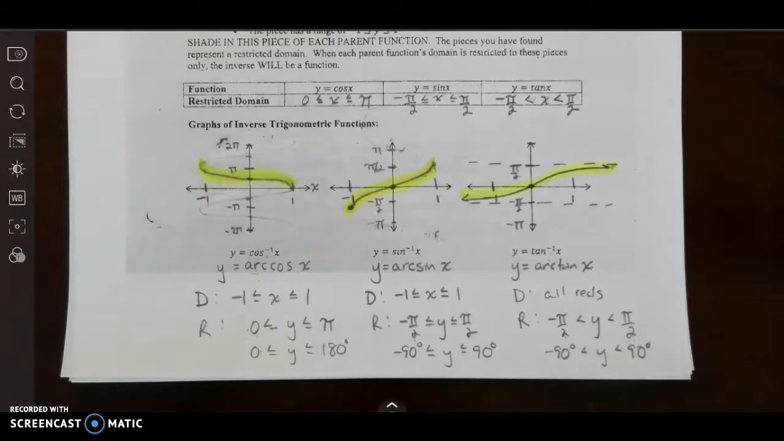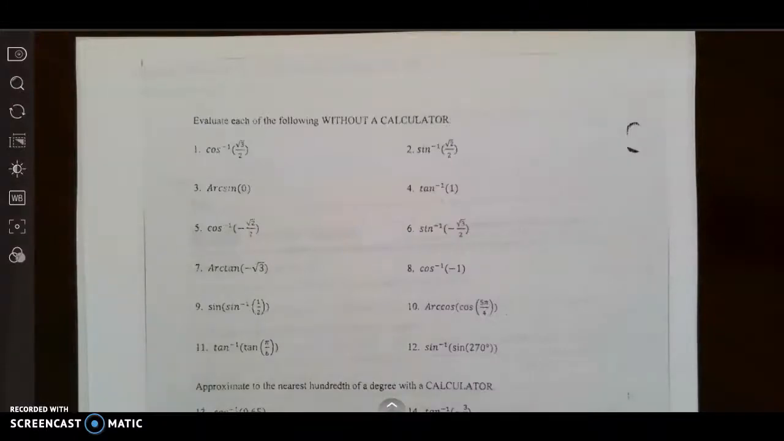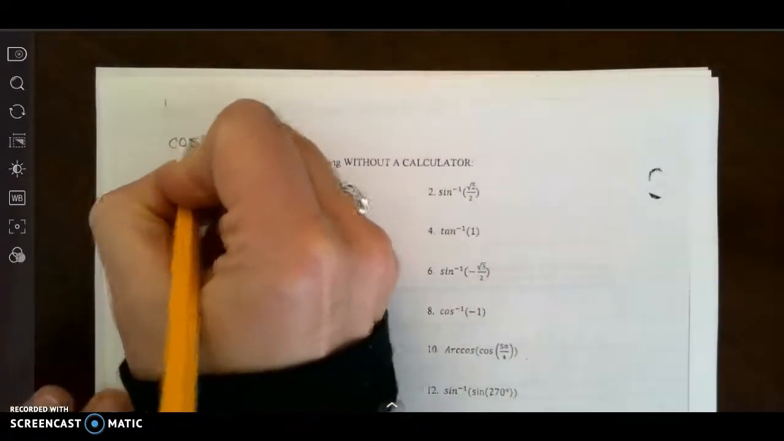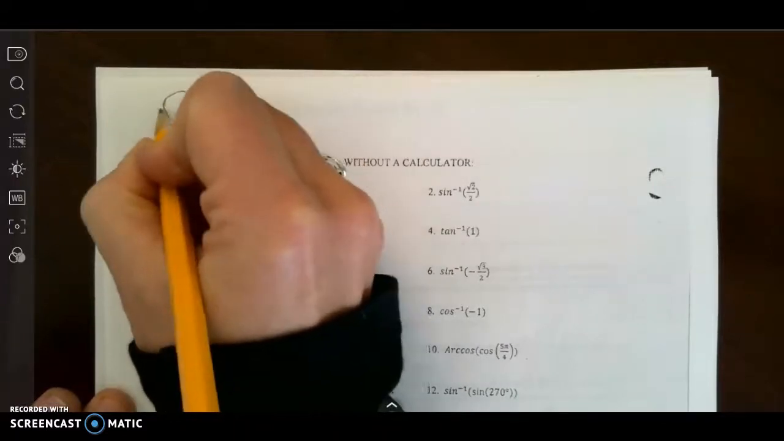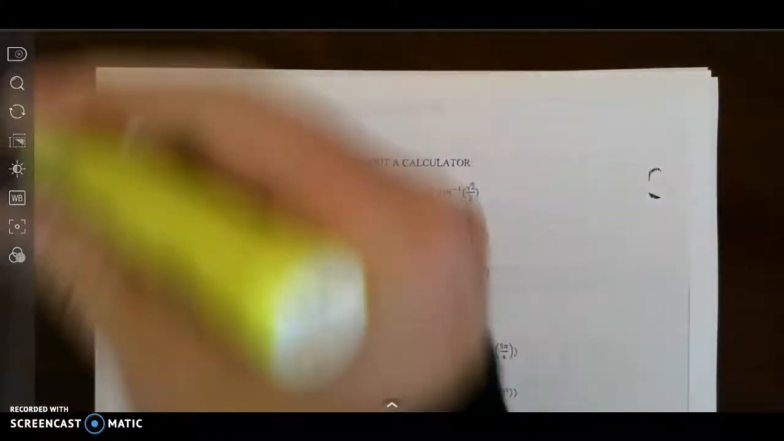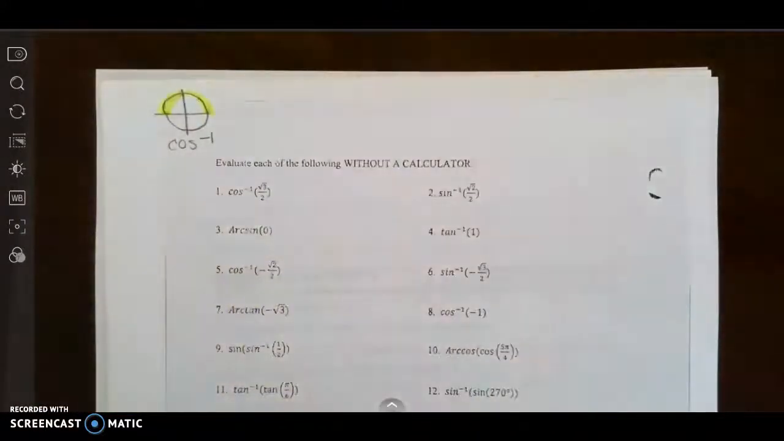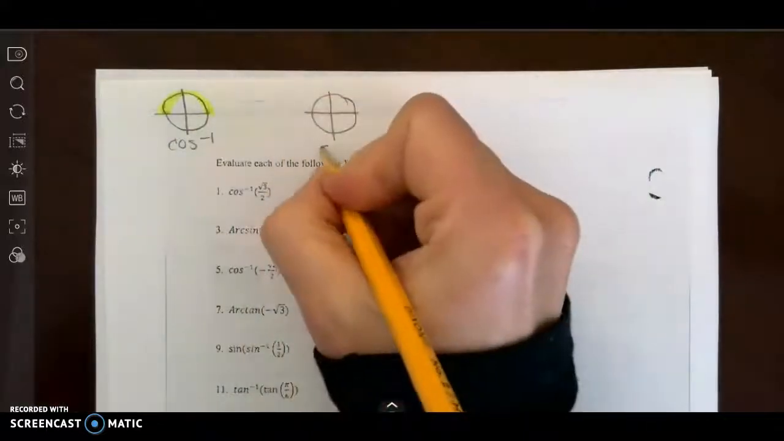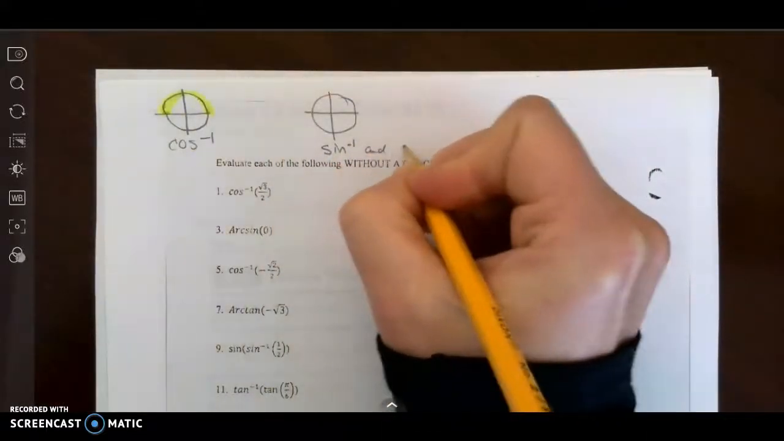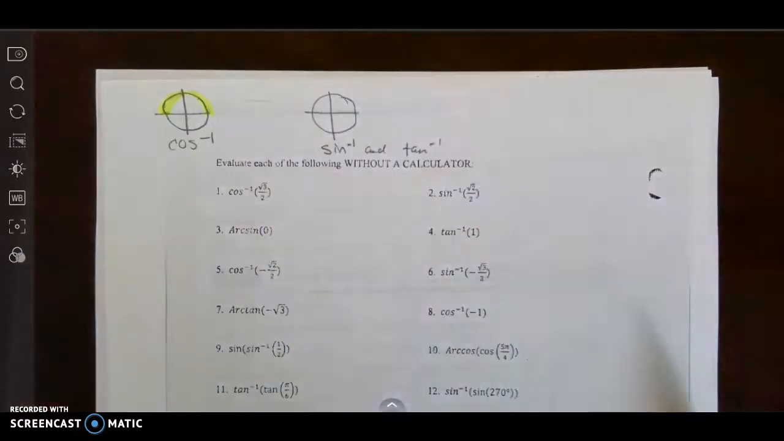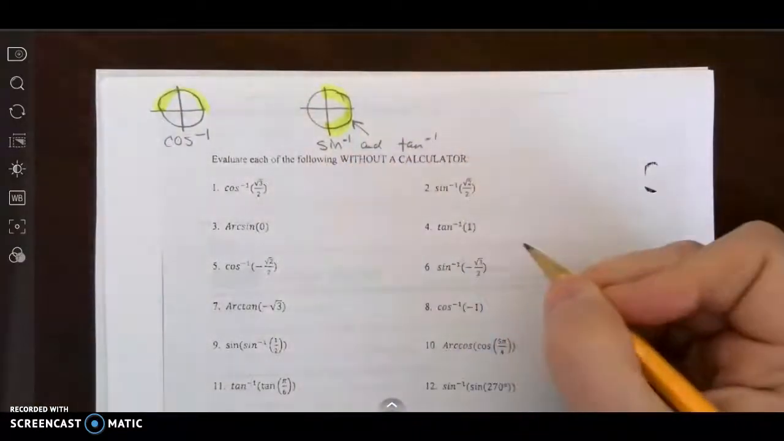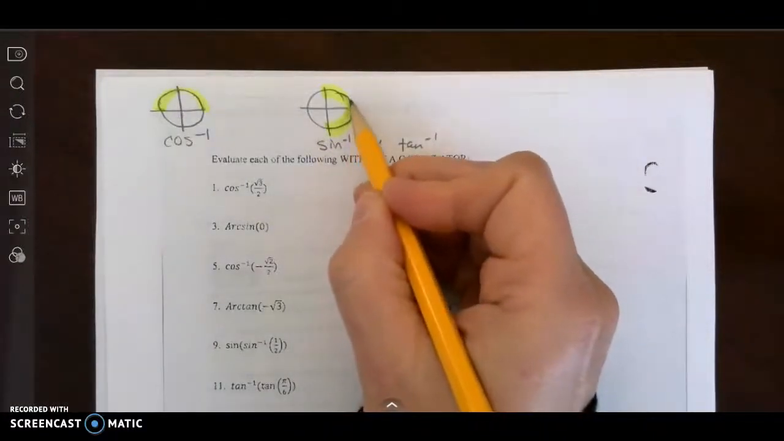So let's go to the next page and see how this affects when we solve problems. So what you're doing here is you're going to be looking at your unit circle. And what you have to remember is for inverse cosine on the unit circle, the only place that you can get your answers from are quadrants 1 and 2. And then for inverse sine and inverse tangent, we're in these two quadrants. However, this quadrant here is going to be negative of whatever this quadrant is.